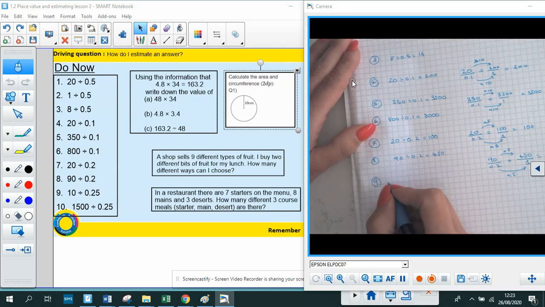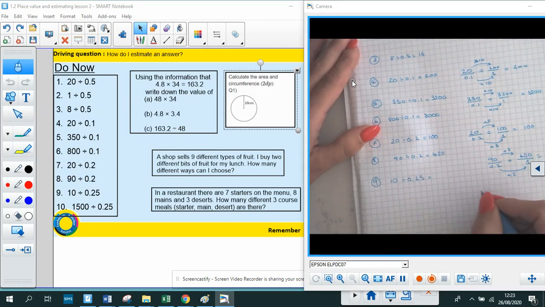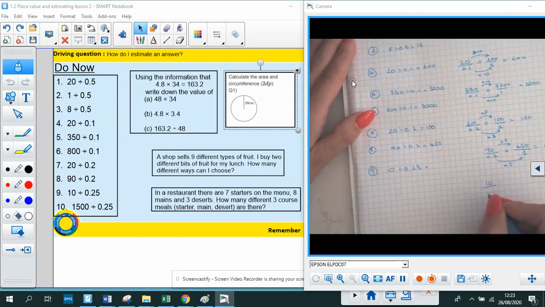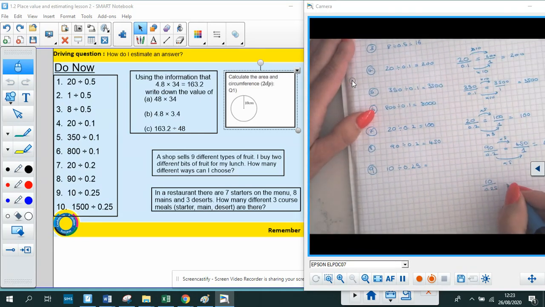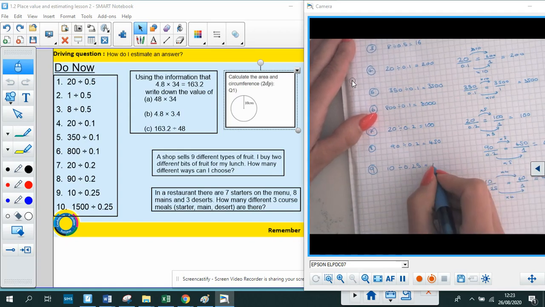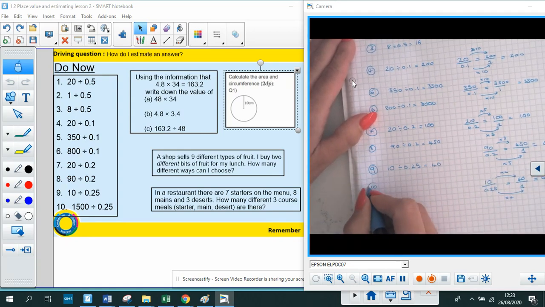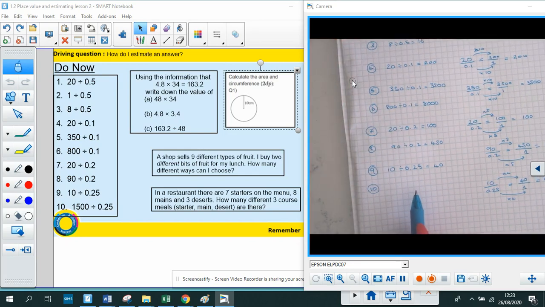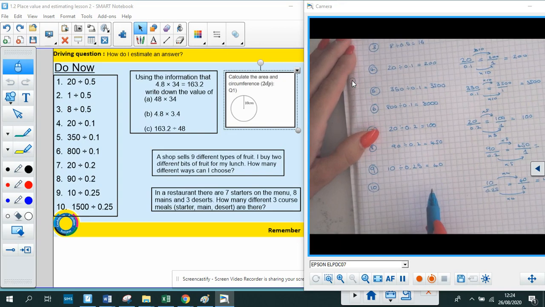10 divided by 0.25. So 10 over 0.25. 0.25 goes into 1 4 times, multiplied by 4. So we get 40 divided by 1, which is 40. Or, a really quick way to remember is that dividing by 0.25 is the same as multiplying by 4.